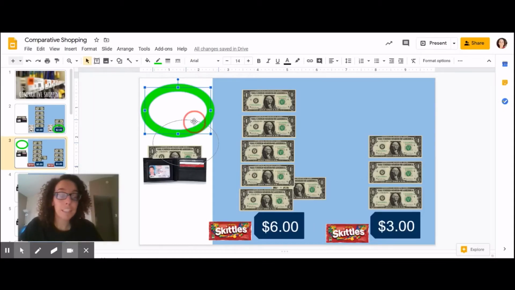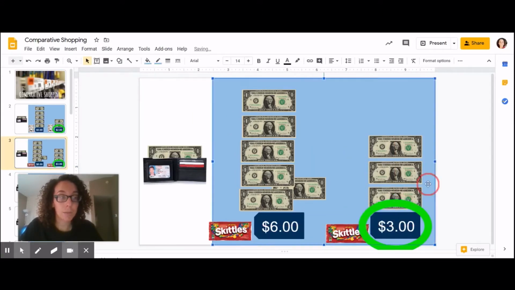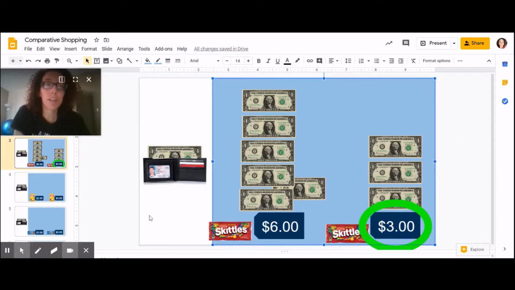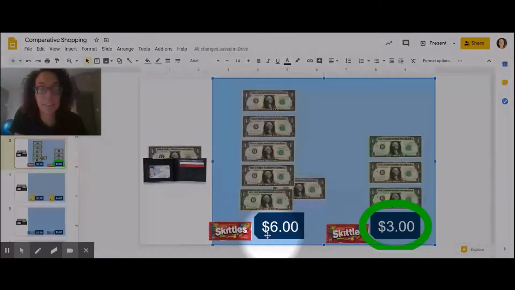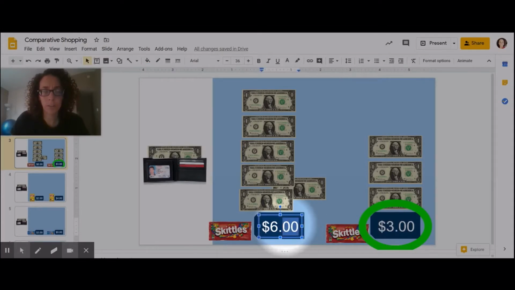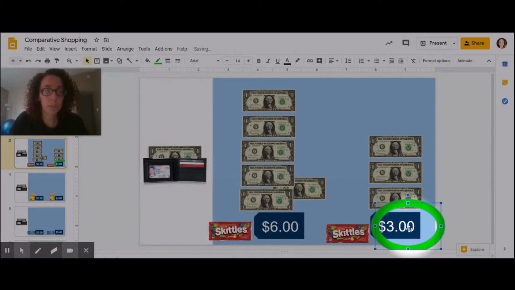So let's put our circle around the items that cost less. This one's only $3. Nice work. So far, we've been using exact bills, meaning this is exactly $6. There's no coins. See right here? That says 0. That means the price had no coins. This one has zeros too. So the price has no coins.